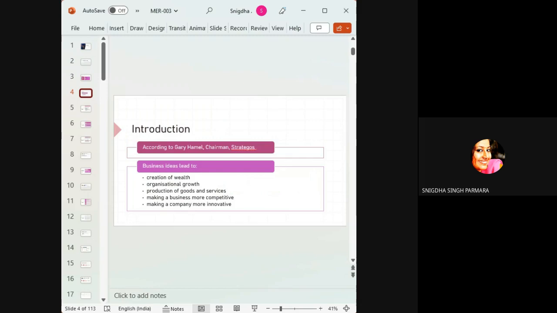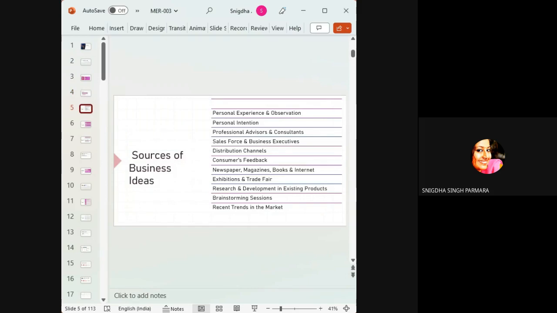That's the only reason every year there's a model of Samsung being launched, some S series. Every year there is some model of iPhone or OnePlus being launched. Reason being, to innovate themselves. They have to look out for better products, they have to look out for better services to be provided, that will help them in creation of wealth, that will help the organization grow, that will help the business achieve a competitive advantage in the market.